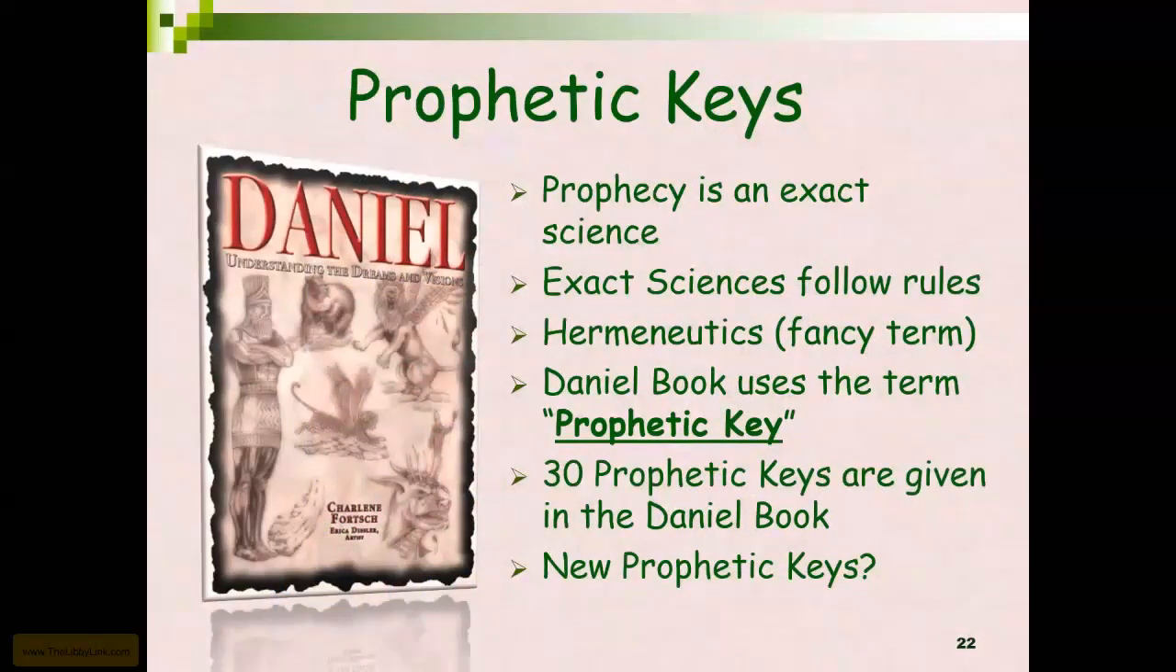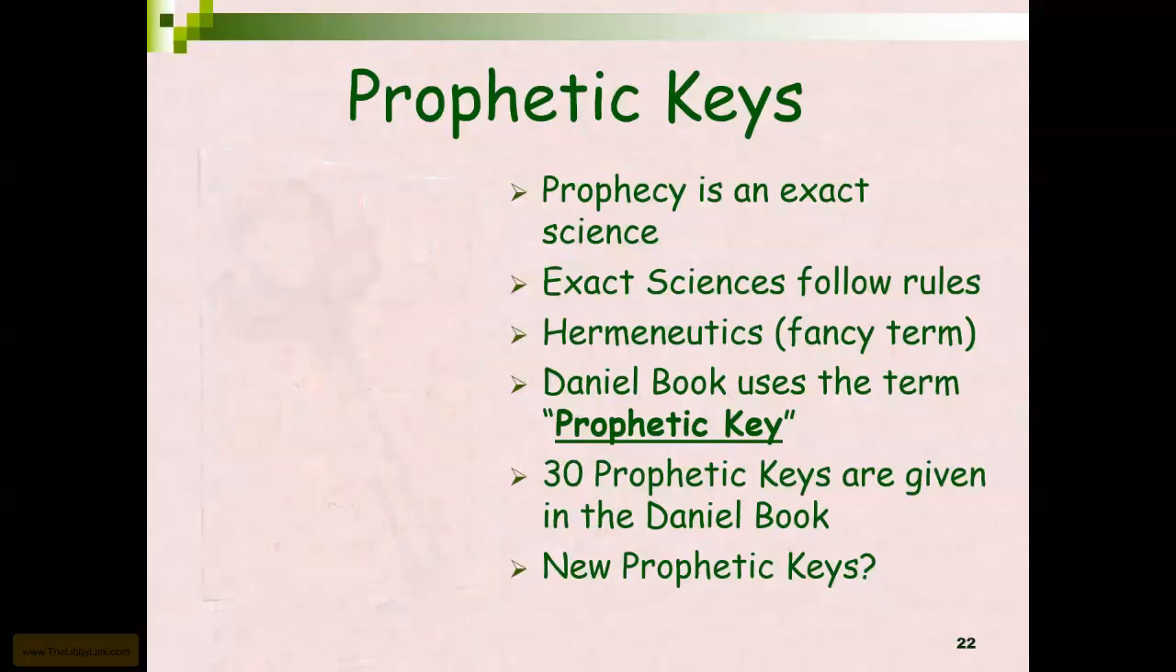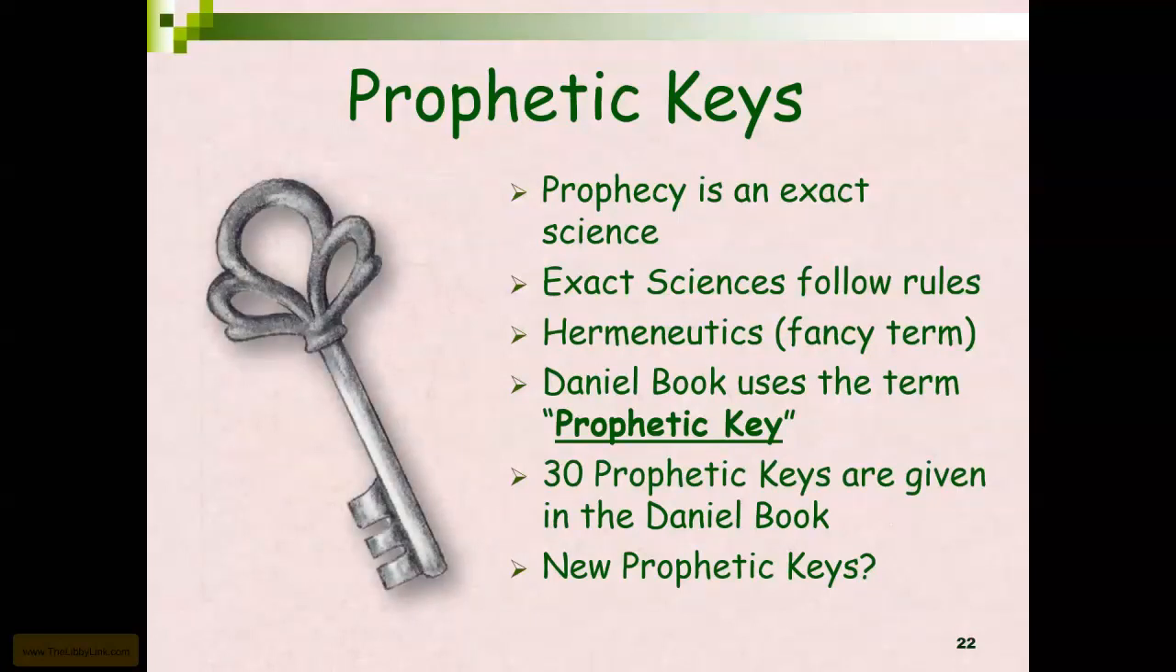Before we begin with the first of our 7 points, I just want to tell you something about prophecy in general. Prophecy is an exact science, just like math, chemistry, and physics. All exact sciences follow rules. Remember your algebra classes? Prophecy must follow rules as well. The fancy name for these rules is the word hermeneutics. I'll be using the term prophetic key, a key that will unlock understanding.